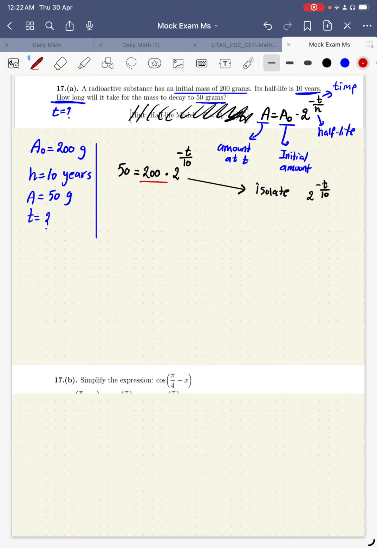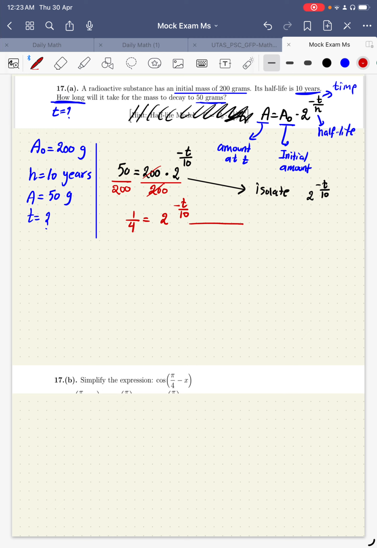So to do so, first we're gonna divide both sides by what? 200. So this one is gonna cancel with this one. 50 divided by 200 is just 1 over 4, which is gonna equal 2 to the power minus t over 10.